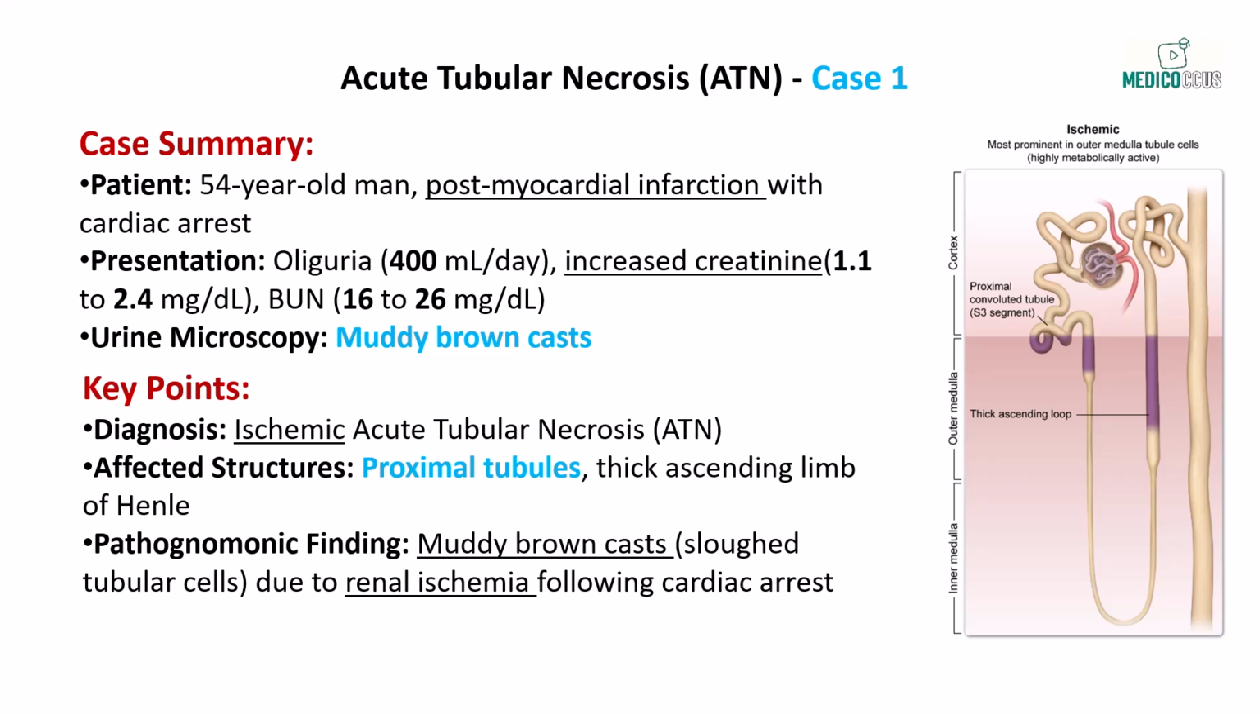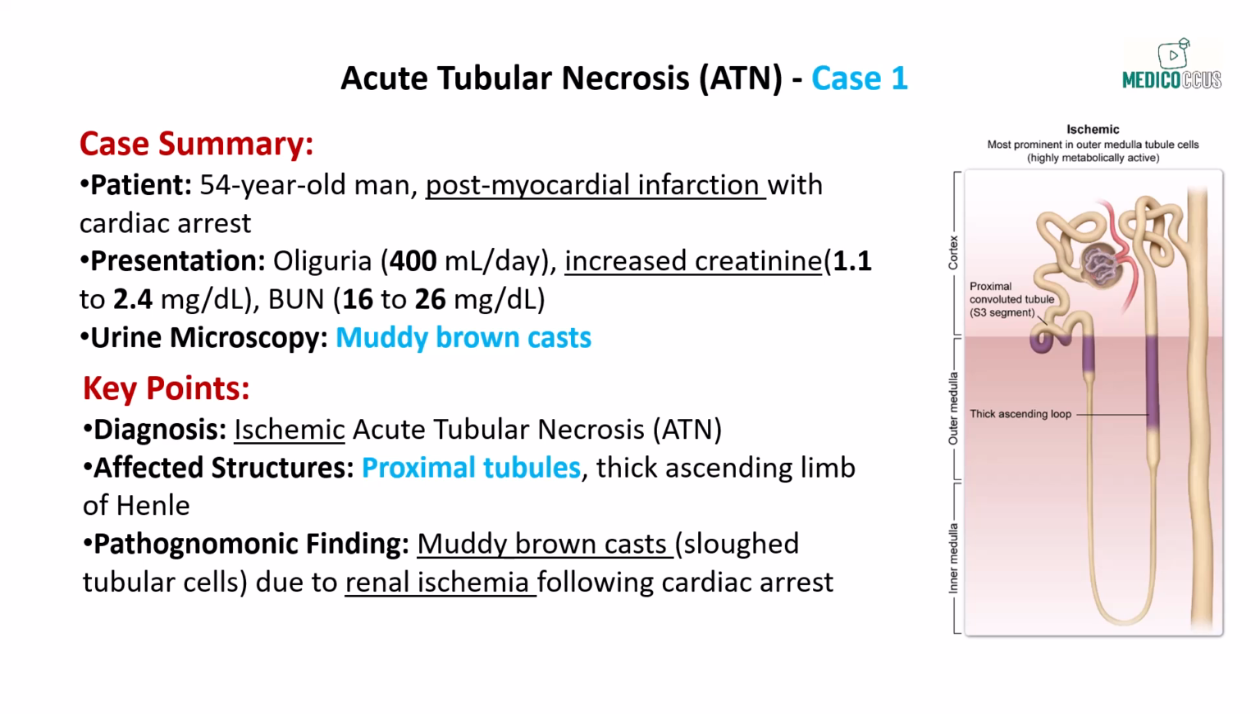And here's what we know from his lab findings. Creatinine increased from 1.1 to 2.4 milligrams per deciliter. Blood urea nitrogen increased from 16 to 26 milligrams per deciliter. Urine microscopy shows muddy brown casts.